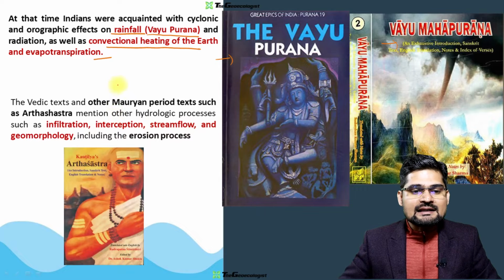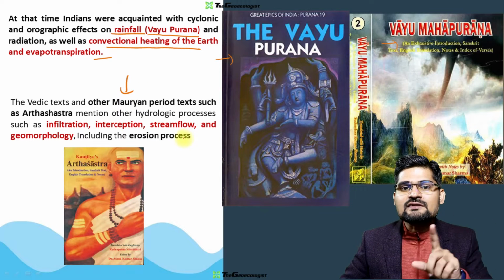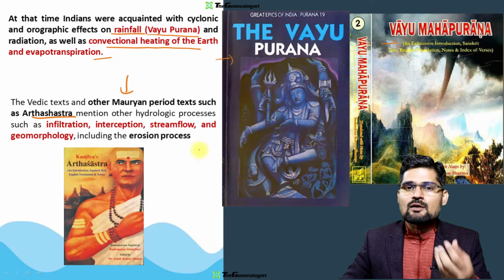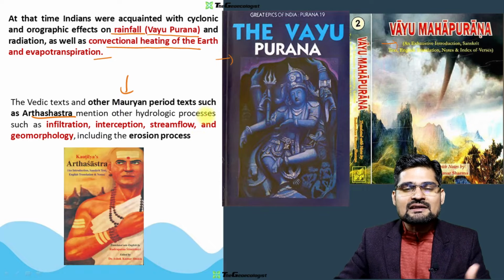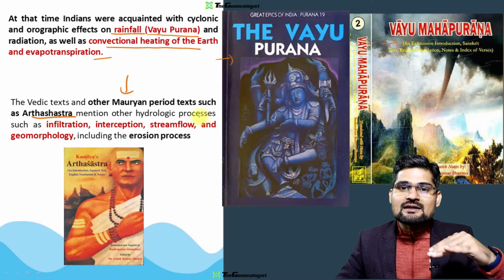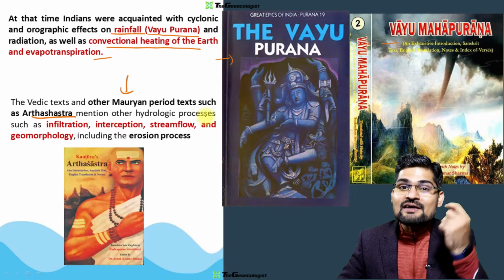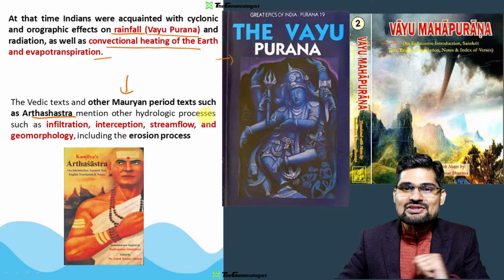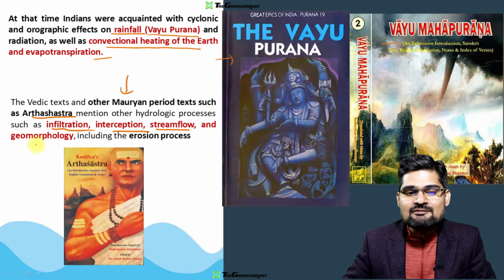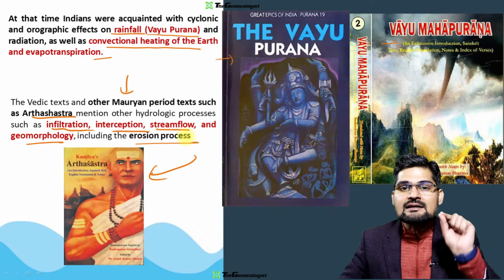Now the point is that Vedic texts, other than Mauryan period texts, are also very important, and one of the Mauryan period texts that you observe is Arthashastra. Now Arthashastra, because it's also about political science, the governance, the rules and all those things, it's not just about governance and polity, but it also has this scientific understanding of nature and its application to run a good government, right? So you observe infiltration, interception, stream flow, geomorphology, erosional processes and landforms engraved in the understanding in Arthashastra as well.